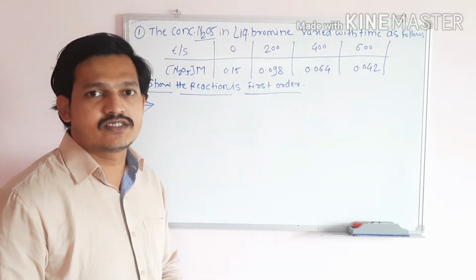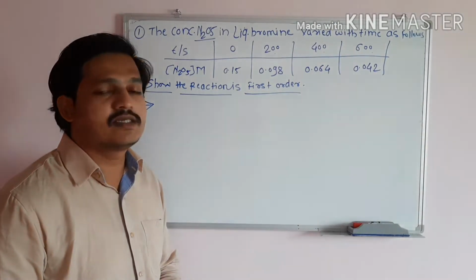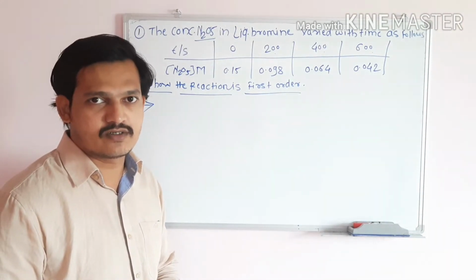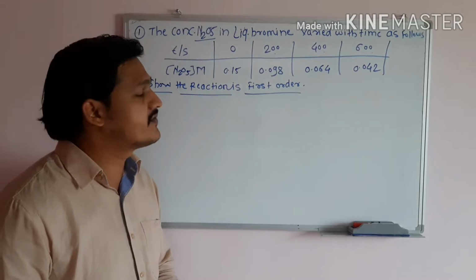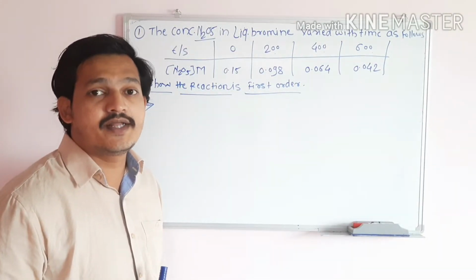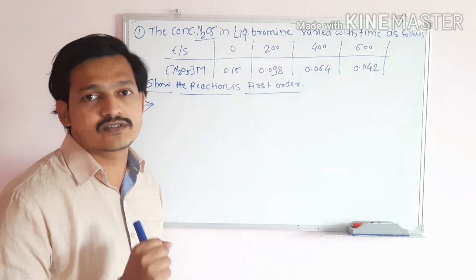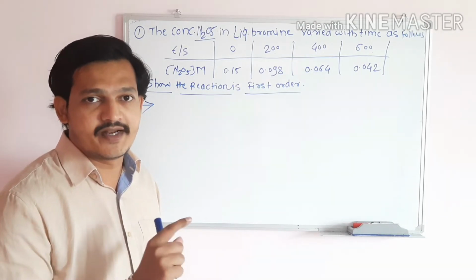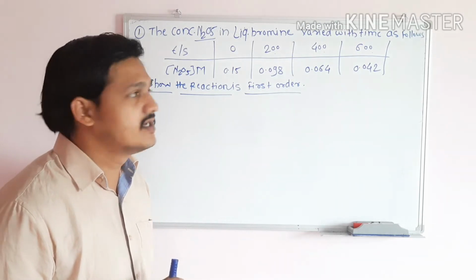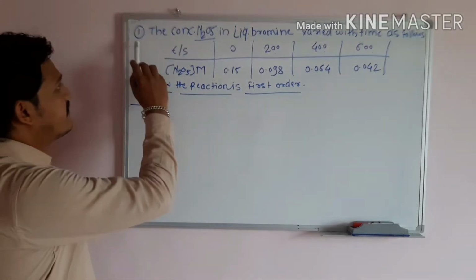In the last video lecture, we saw the numericals based on rate law and order of reaction. Now in this lecture, we are going to start the numericals based on the integrated rate law for a first order chemical reaction. Here is numerical number first.